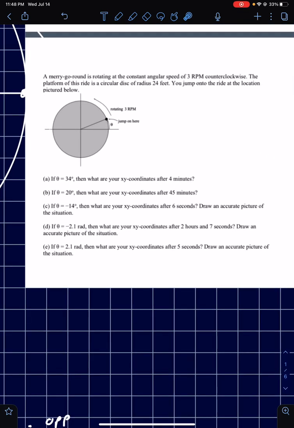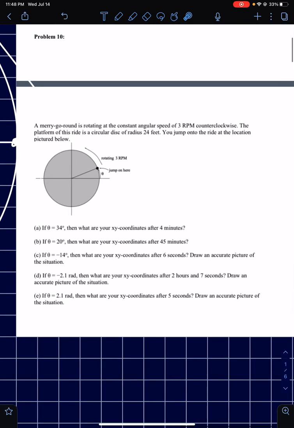For problem number 10, we have a merry-go-round rotating at a constant angular speed of 3 rotations per minute counterclockwise. The platform of this ride is a circular disc of radius 24 feet. You jump onto the ride at the location pictured below. Part A: if theta is equal to 34 degrees, then what are your XY coordinates after 4 minutes?